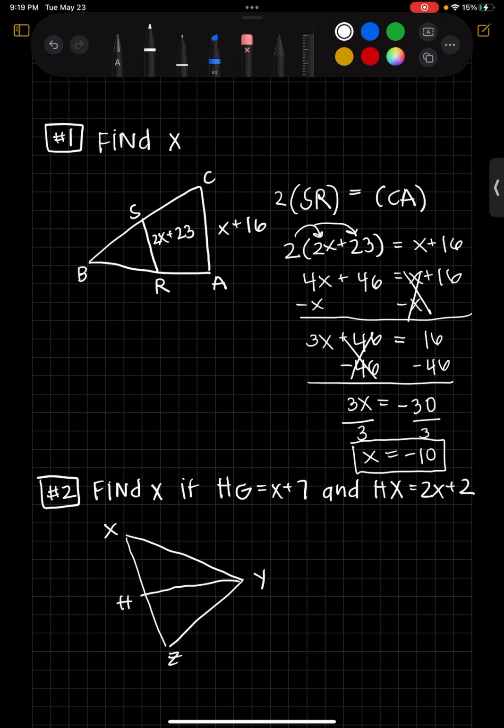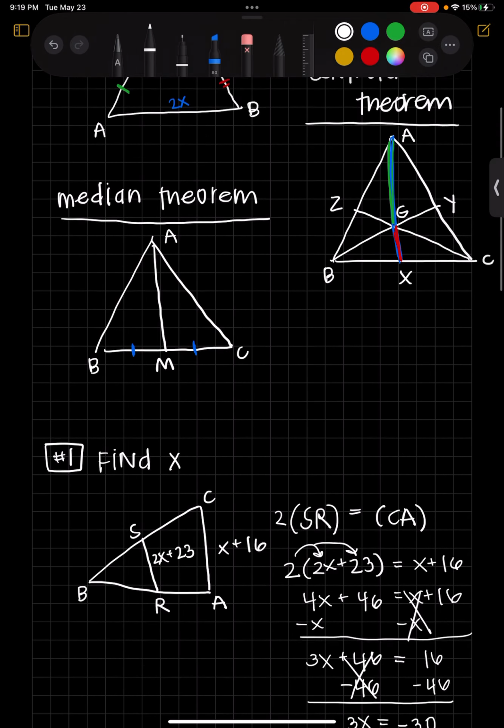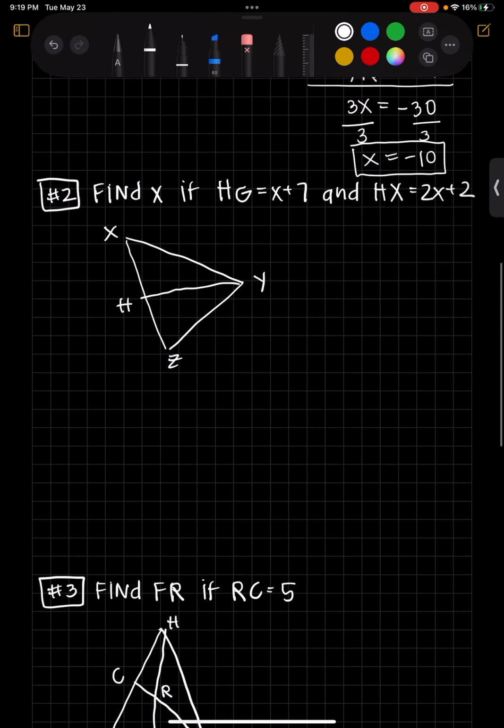All right. And that one was using the median theorem, which says that the small length is equal to twice the bigger length. Let me just make sure that I wrote that down correctly. Yeah. Okay. Let's look at the second example now.